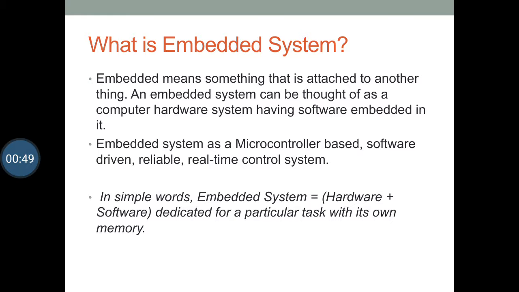For example, a fire alarm is an embedded system. It will sense only smoke. An embedded system is a system that has software embedded into computer hardware, which makes the system dedicated for an application or specific part of an application or a product or a part of a larger system. In simple words, embedded system means hardware plus software dedicated for a particular task with its own memory.